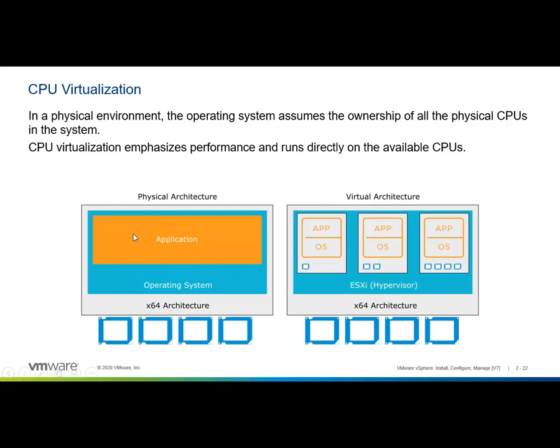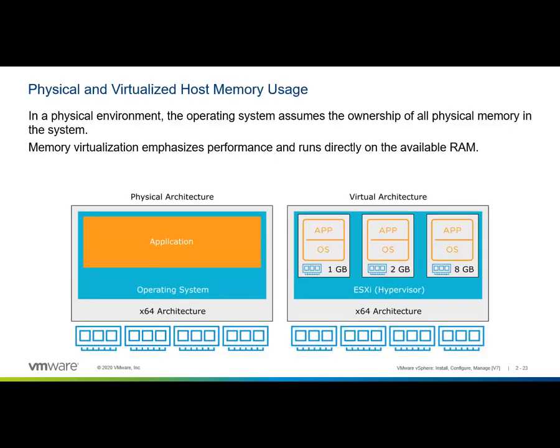Here, the operating system has all 4 cores. Over here, this VM can only access that 1 core. This one can access 2 of those, and this one has access to all 4. So you can spec out just how much each VM is going to access. Same thing, spec out the RAM.